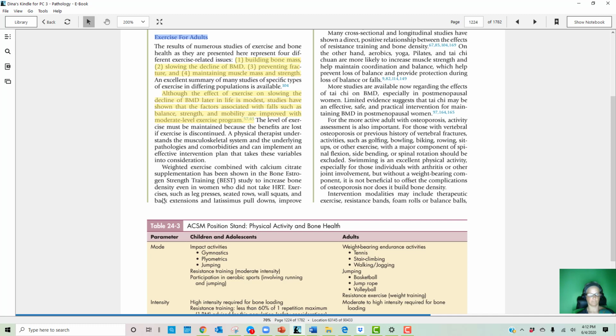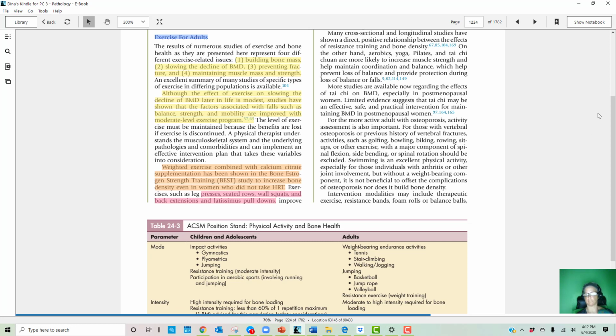Weighted exercise combined with calcium citrate supplementation has been shown in the Bone Estrogen Strength Training (BEST) study to increase bone density even in women who did not take HRT. Exercises, such as leg presses, seated rows, wall squats, back extensions, and latissimus pull-downs, improve bone in the wrists, hip, and spine by 1% to 2% even in women who did not take a hormone replacement.